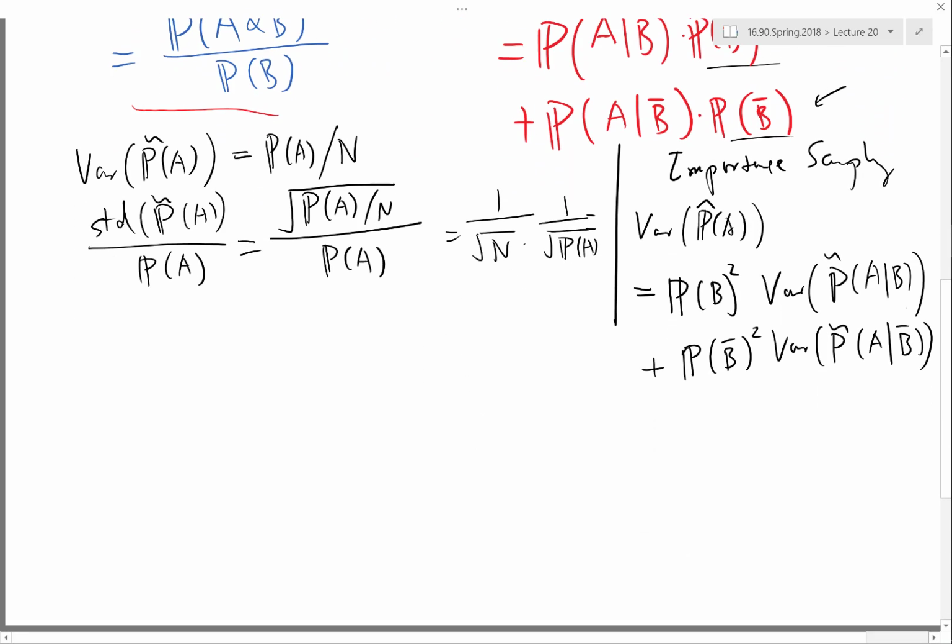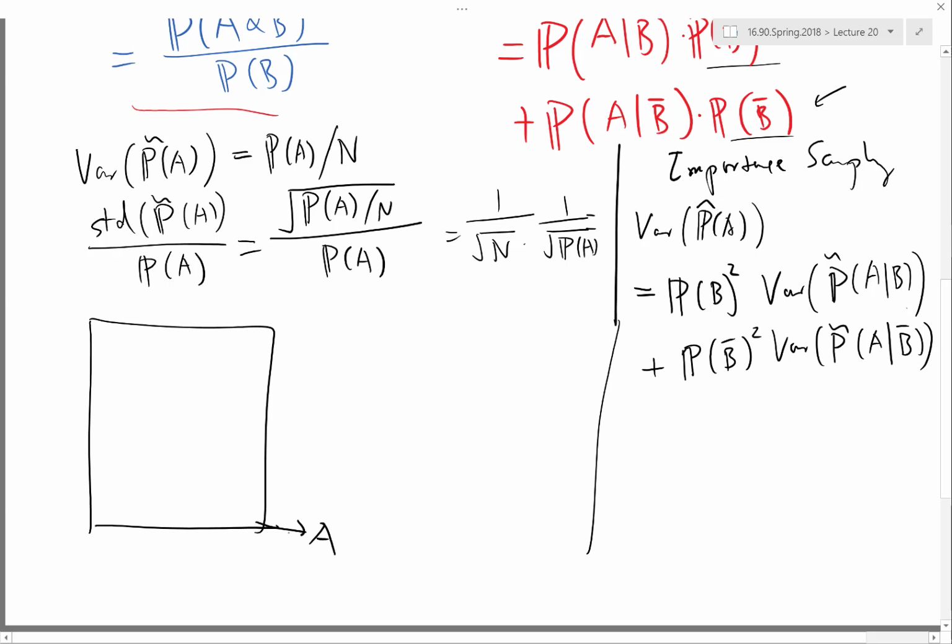Okay, so here, why does this reduce the variance? Let's take a very simple example. Let's say I have the event A and the event B. And let's assume the event B actually captures the majority of the event A, so that event B happens for 1% of the time, okay?